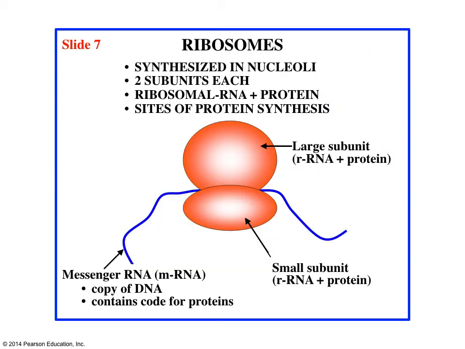Ribosomes attach to the ER, endoplasmic reticulum, typically. They are made in the nucleoli. Each ribosome consists of two subunits. Each subunit is made up of ribosomal RNA and protein. Ribosomes become attached to a string known as the messenger RNA. Messenger RNA is a copy of DNA, and it contains the code for specific proteins. You'll learn protein synthesis in both chem and physiology.